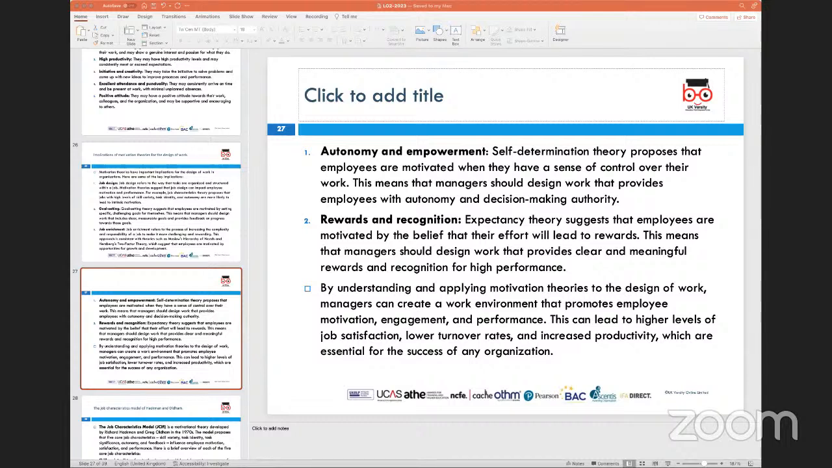Now, in addition to this, when we talk about rewards and recognition, we also talk about the expectancy theory of motivation. Here, what we are looking at essentially is that individuals choose their behavior based on what they believe leads to the most beneficial outcome.